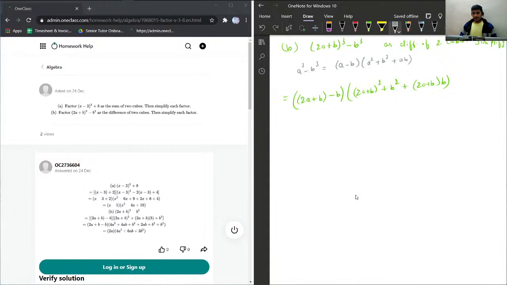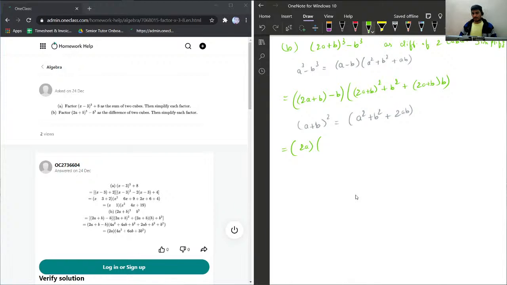I will again use one identity: (a + b)² is a² + b² + 2ab. I'll use this identity to expand this one. First I'll just solve the first part. This will become plus b and minus b, so this will cancel. So we are left with 2a only.